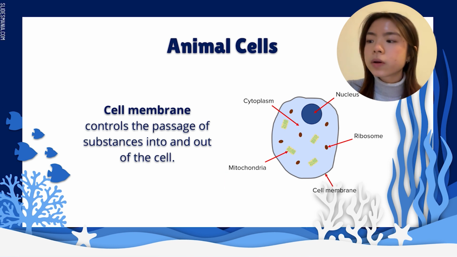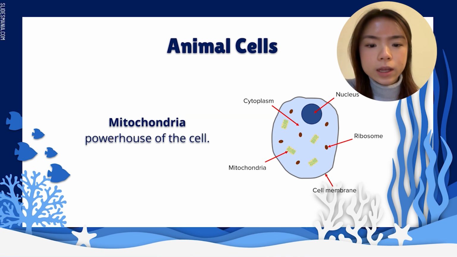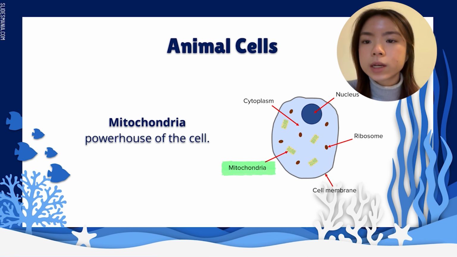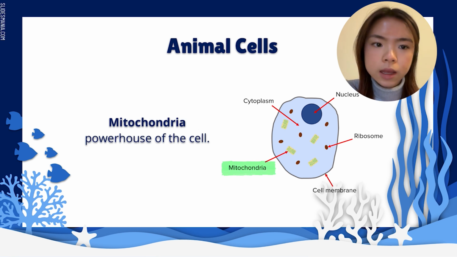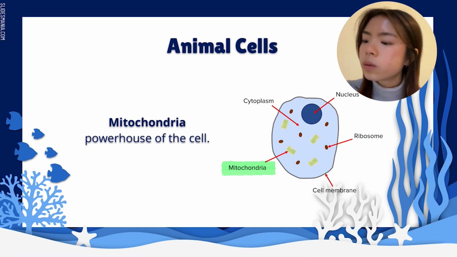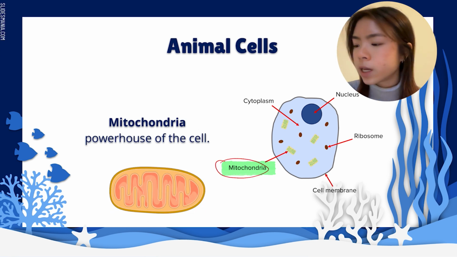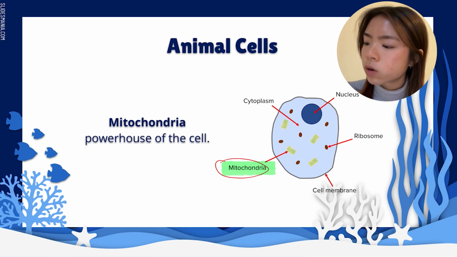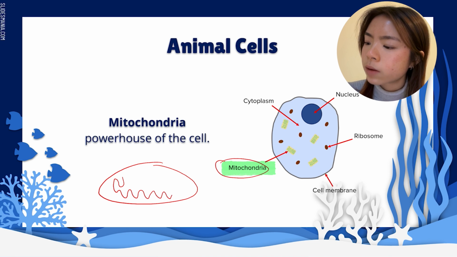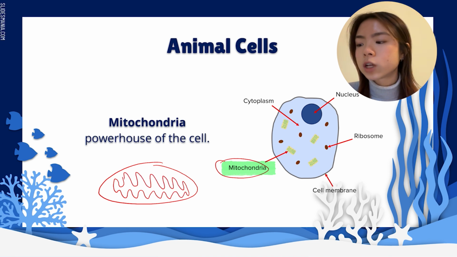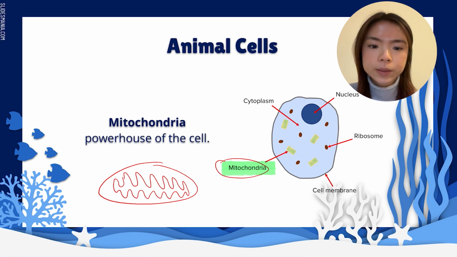The next organelle that we've got here is the mitochondria. So the mitochondria is commonly called the powerhouse of the cell. And it's the little circles seen in yellow and green here. Normally, you might see it drawn in this kind of shape. So it's got two membranes, one on the inside and one on the outside. So that's normally the distinctive shape of the mitochondria.